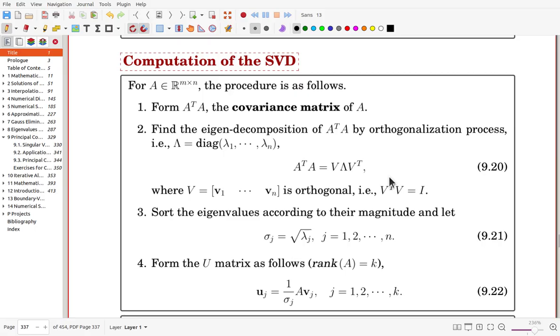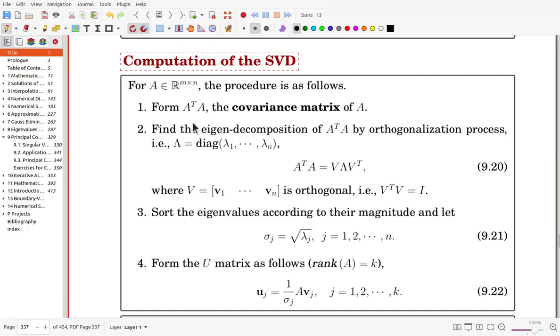Later on, we'll see a better way. But for small classroom examples, first we form A transpose A. If m is larger than or equal to n, then this is an n by n square matrix, and this matrix is called the covariance matrix of A.